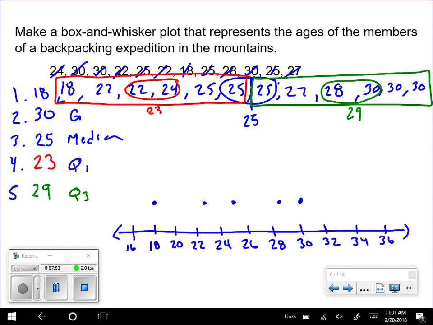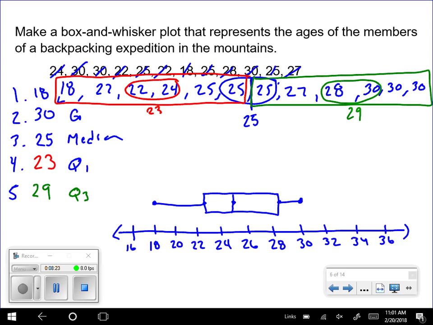Now I just have to draw in the box and whiskers. So here's the important part to know. Your box goes from quartile 1 at 23 to quartile 3 at 29. Okay, and our median, we draw a line down the middle. And our whiskers extend from the least value to quartile 1 and the greatest value to quartile 3. So that would be my box and whisker plot.